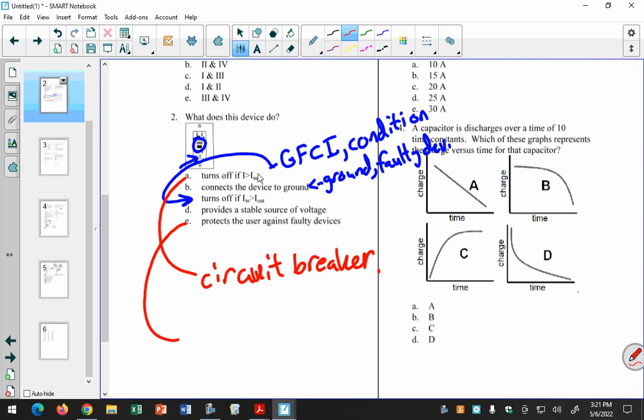And E here, E is your ground, protects you from faulty devices. D is not a thing. I mean, we do have a stable source of voltage of 110 volts in our home, but that's not our home. We just get the electricity from the provider. Okay? Yeah, this is C. The GFI turns off if the incoming current exceeds the outgoing current. Yeah, because if that's happening, then you're losing outgoing current somewhere, probably through you or your dog or whatever. I don't know. Okay?